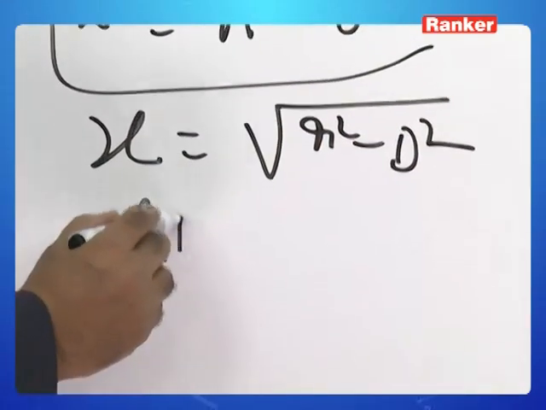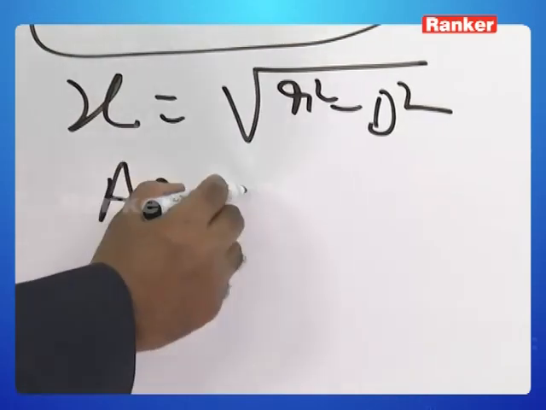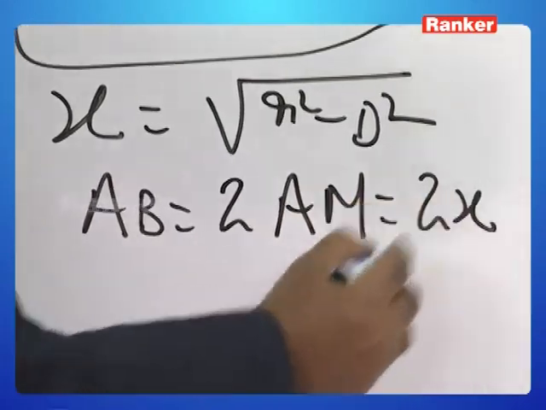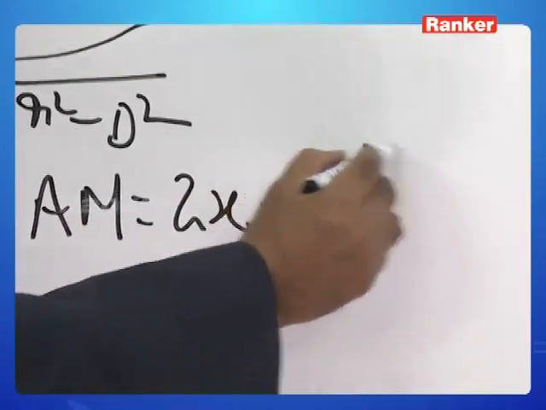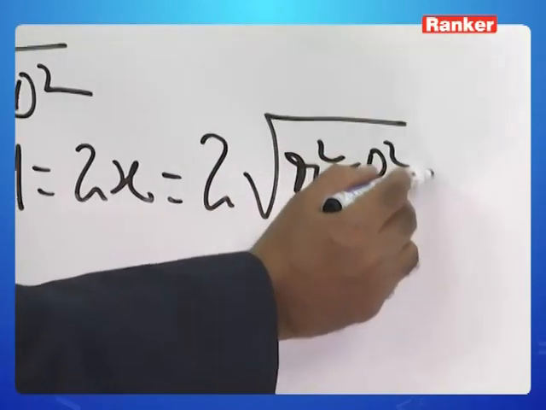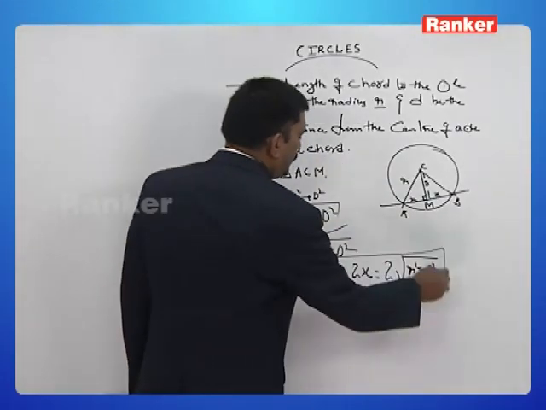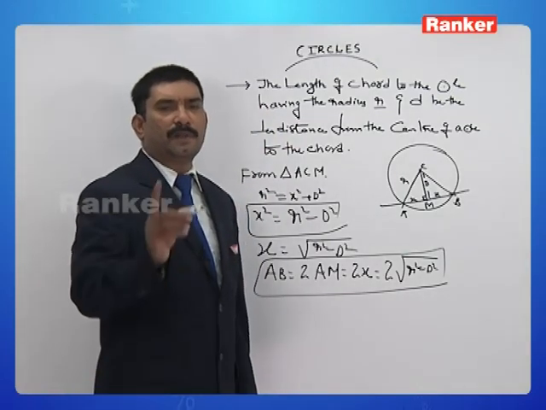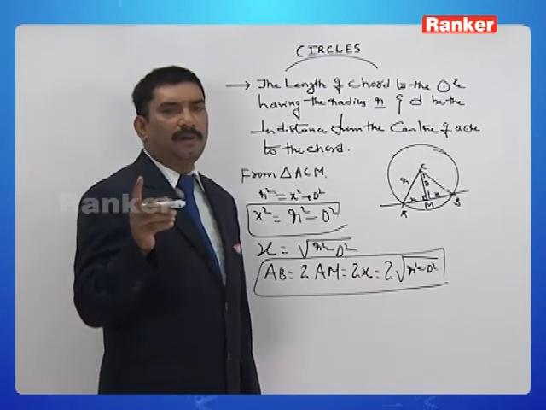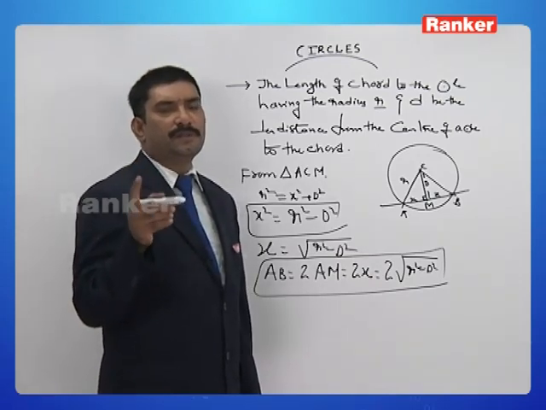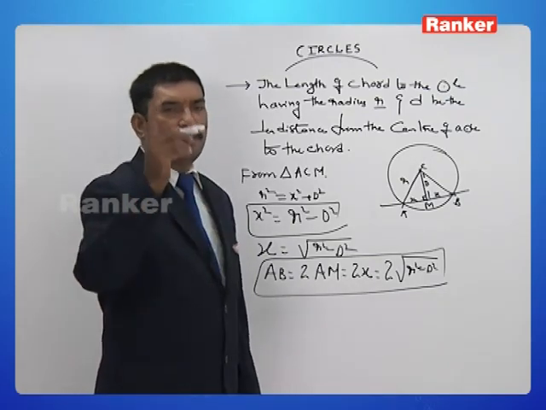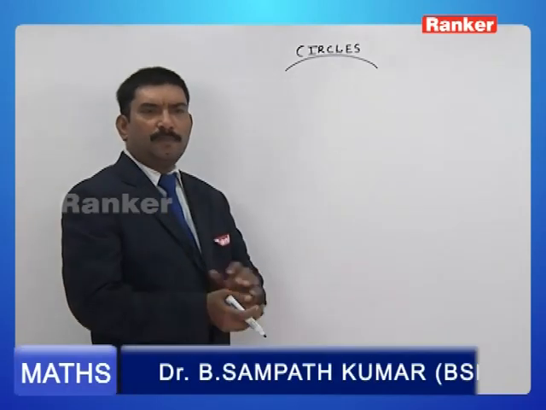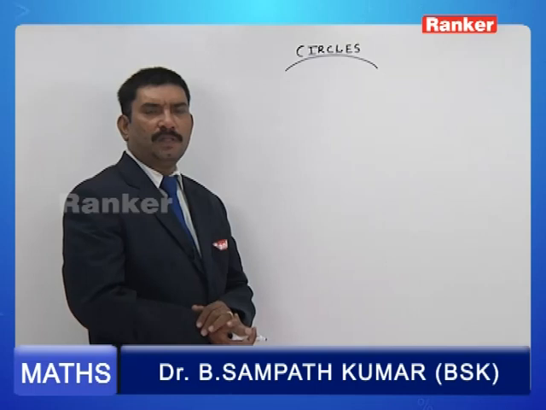Therefore, the length of the chord AB is equal to 2 times AM, which is equal to 2 times x, which is equal to 2 times the square root of r square minus d square. So hereafter, when r is the radius and d is the perpendicular distance from the center to the line, then the length of the chord to the circle is given by 2 into square root of r square minus d square. Right.